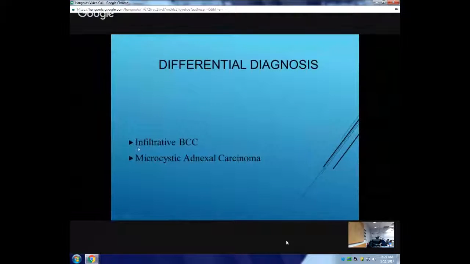And like I said, the differential diagnosis is going to be infiltrative basal cell carcinoma and microcystic adnexal carcinoma. And if you don't see the base, you call it a sclerosing basaloid neoplasm extending to the base. Go back and take it out.